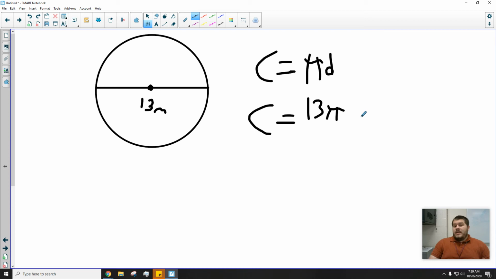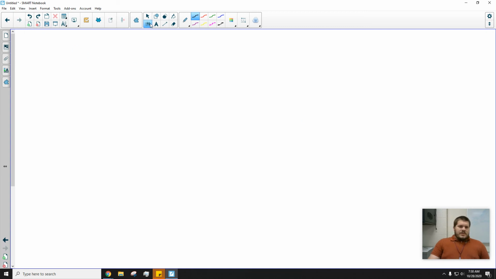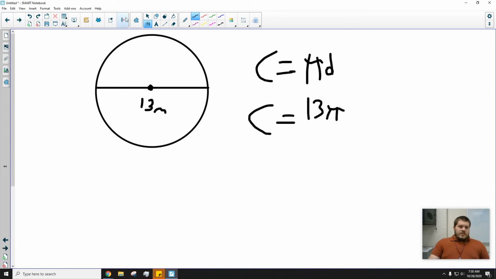And I'm done. Now, I could multiply 13 by pi, but for this class, we're probably going to leave it in terms of pi most of the time. I will tell you when to multiply it. So basically read the directions. Actually, I'm just going to copy all this so I don't have to redraw my circles.